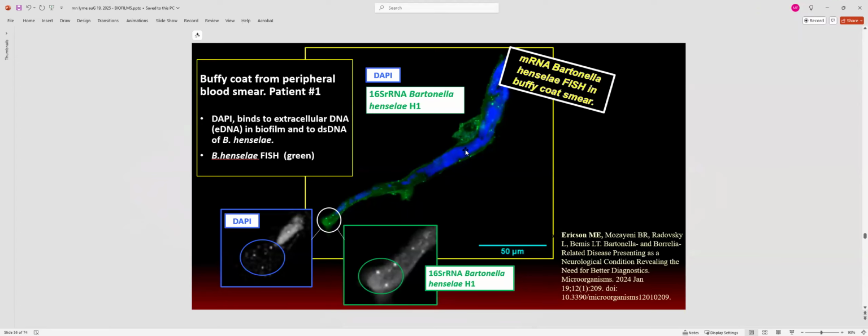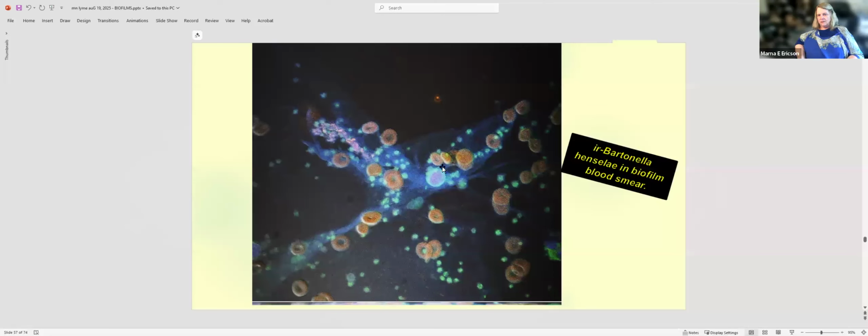This is the Buffy coat. When you spin blood down, I don't know if you've ever done it, this is all the white cells essentially. And so we found a lot of DNA in the green and in the blue, and all this green stuff is the dividing Bartonella. So just again, another way to show it. This is just biofilm that grew on another blood smear.